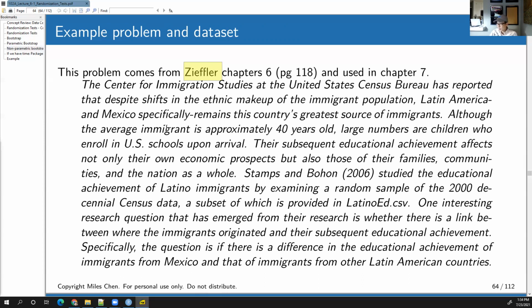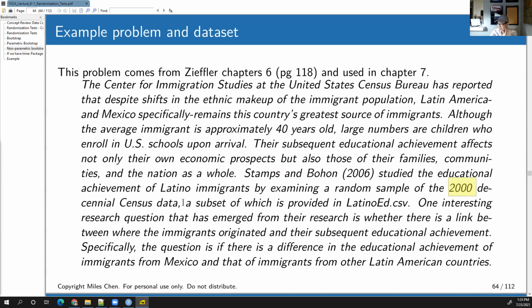It says the average age of an immigrant is approximately 40 years old, but also there are many children who come and enroll in U.S. schools upon arrival. And then the educational achievement of these children will not only affect their own economic prospects, but also those of their families, communities, and the nation as a whole. All right. And so we had these researchers, Stamps and Bowen. They studied the educational achievement of Latino immigrants by examining a random sample from the 2000 census.